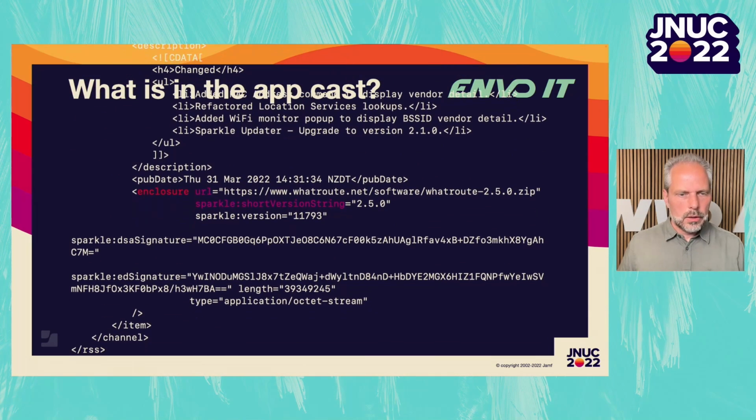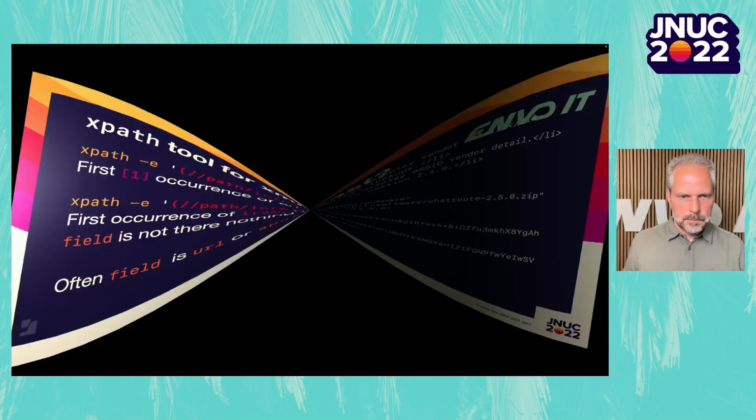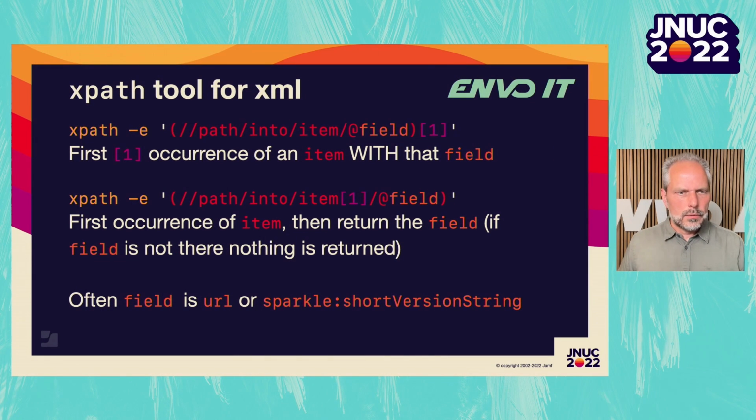So if I scroll further down, we have an enclosure inside the item, and there we have a URL field, and we also have the Sparkle short version string, as well as the Sparkle version string. So we could have used probably either way, but I can at least see that in this XML stream we have both of these. So I will use the ones that I highlighted here in purple, for this example. So what will that give us?